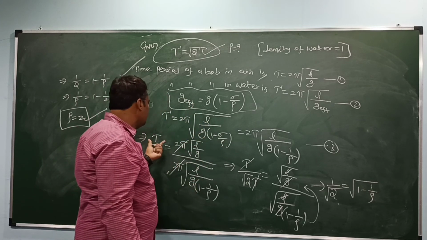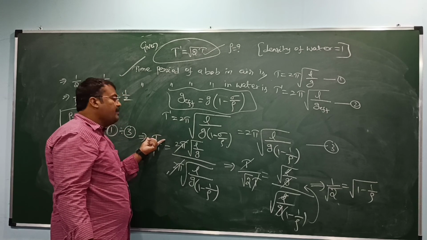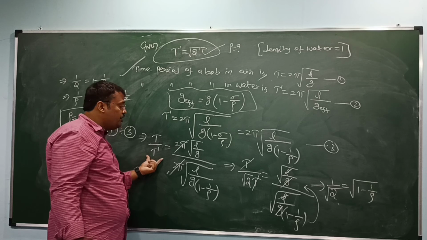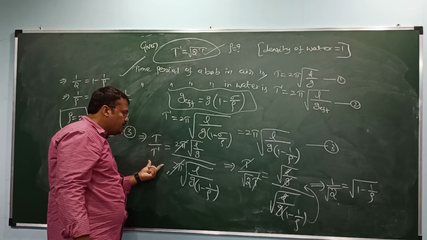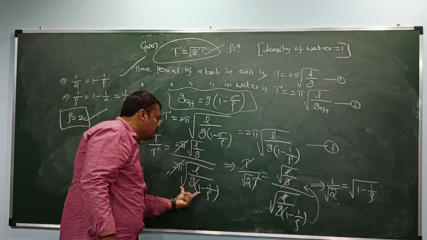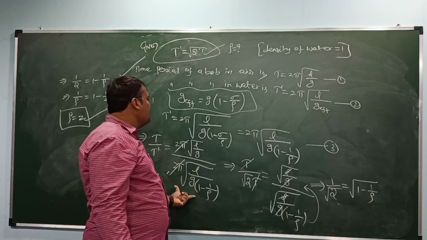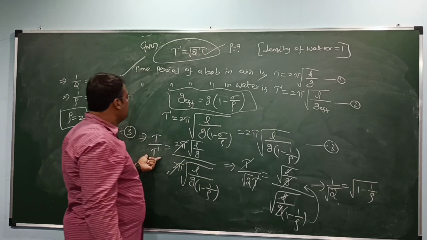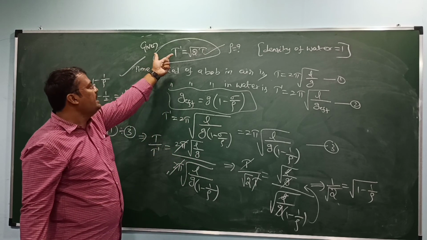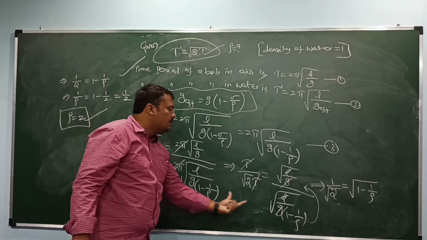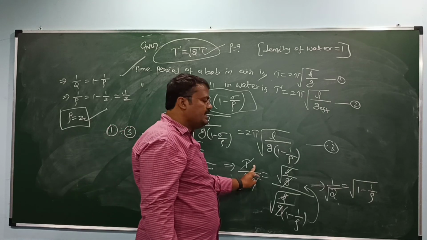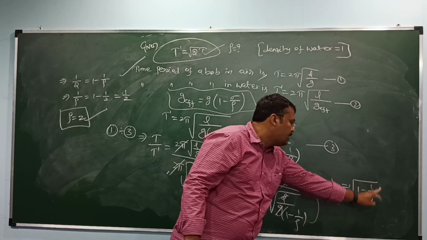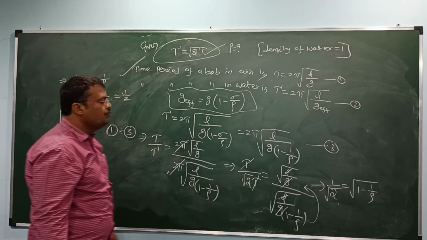Let us try to substitute. Take T, the time period of the bob in air, divided by the time period of the bob in water. Let us try to take the ratio. So substitute all the values. Let us try to cancel. So now in the next step, you have to substitute T dash is equal to root 2 into T. Let us try to substitute. T and T will get cancelled. Then 1 by root 2 is equal to square root of 1 minus 1 by rho, you will get here.